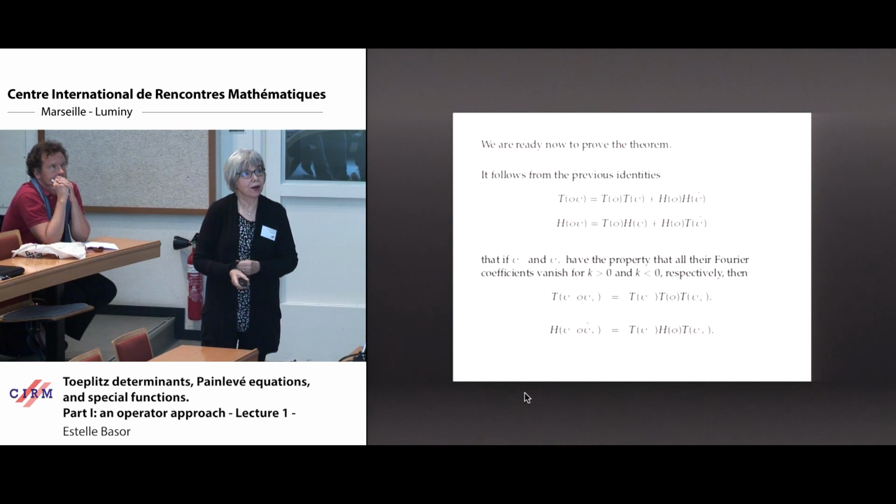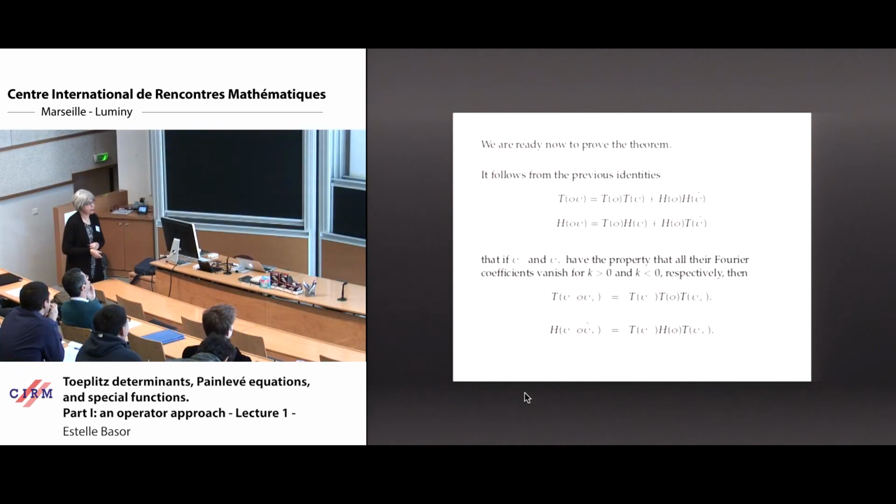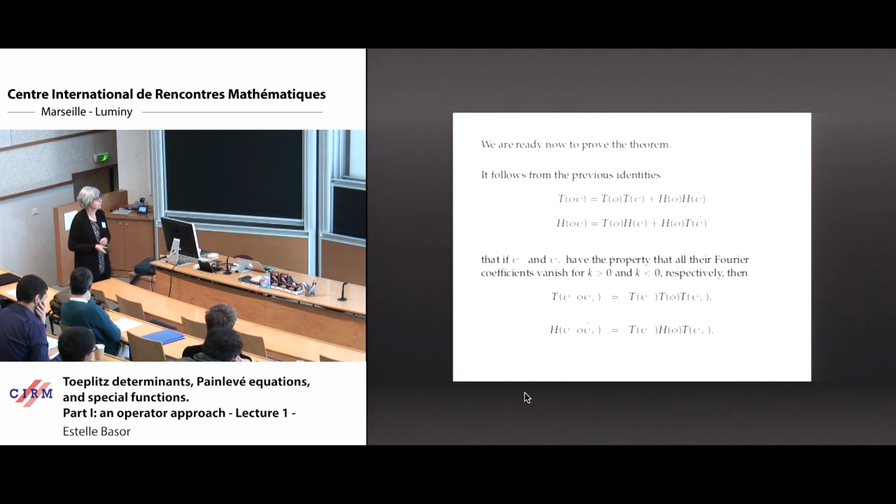All right, so I want to make another remark about these identities. So these two algebra identities, which are building blocks of everything we do, also tell you two other things. If you have a function psi minus or psi plus, with the property, say for psi minus, that for k bigger than 0 the Fourier coefficients all vanish, or for psi plus, for k less than 0 the Fourier coefficients vanish, then you can pull out those Toeplitz operators.